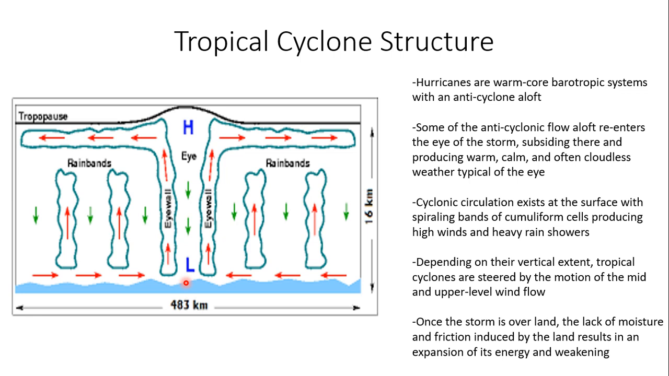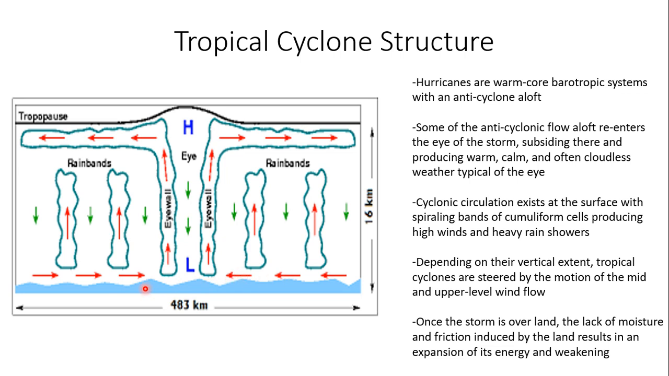Cyclonic circulation exists down at the surface. You have a surface low pressure system. Again, it's a warm core barotropic low. These red arrows represent the converging air over this very warm and moist ocean surface. This water is the fuel to really intensify and keep this storm going. It keeps feeding the storm the energy it needs to survive and self-sustain.